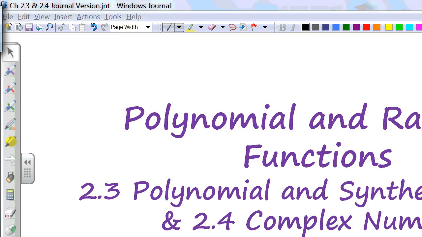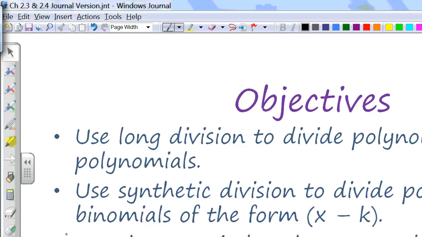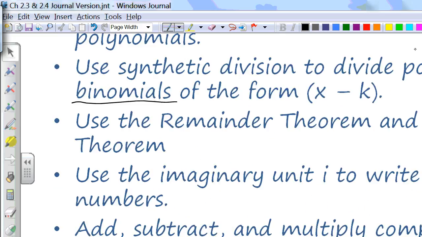Okay, this is 2.3 and 2.4, polynomial and rational functions. Use long division to divide polynomials by other polynomials. Use synthetic division to divide polynomials by binomials. Notice it only works for binomials of degree 1. Use the remainder theorem and the factor theorem.